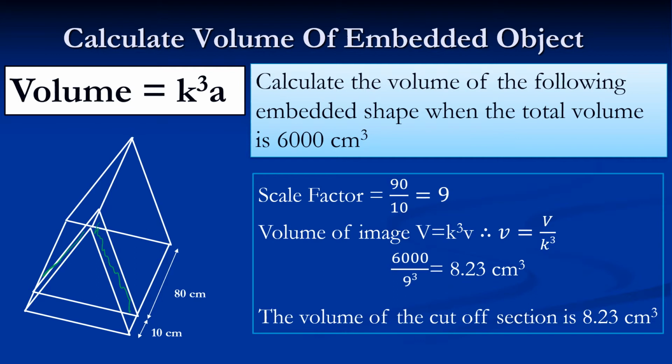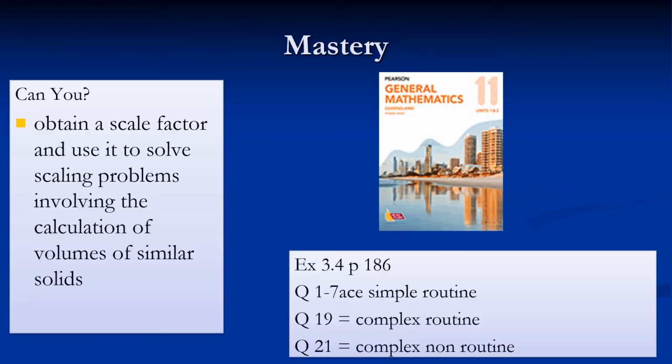So we just work out the scale factor of 9. The volume of the image equals the scale factor cubed times the volume of the original. So we just substitute into our formula. We've got 6,000 cubic centimeters divided by, in this case, our scale factor of 9, so 9 times 9 times 9. That should give us a volume of this little area of 8.23 cubic centimeters. So the volume of the cutoff section is 8.23 cubic centimeters.